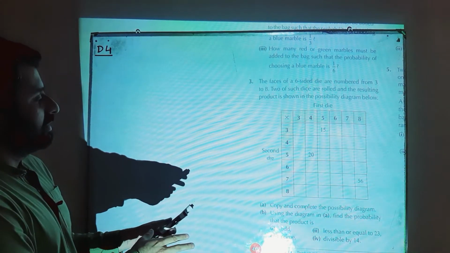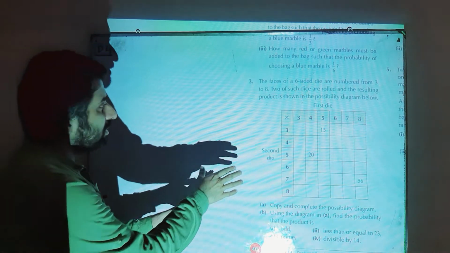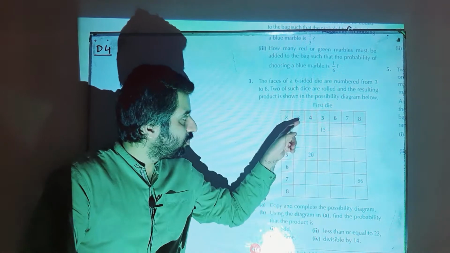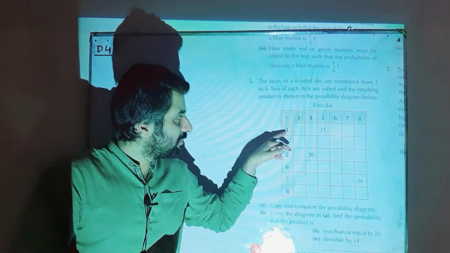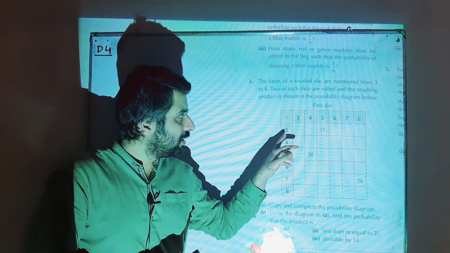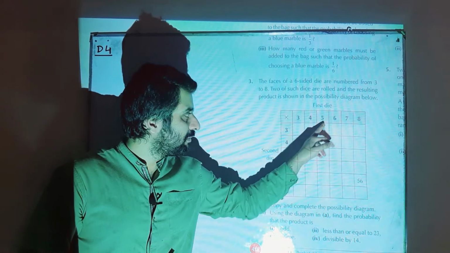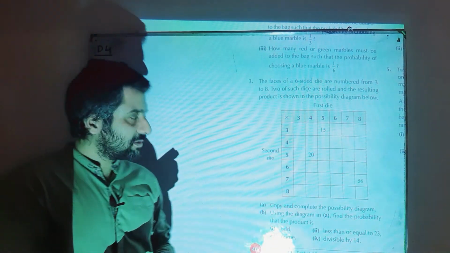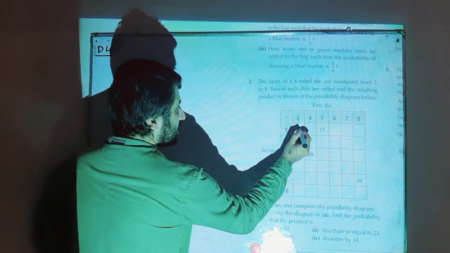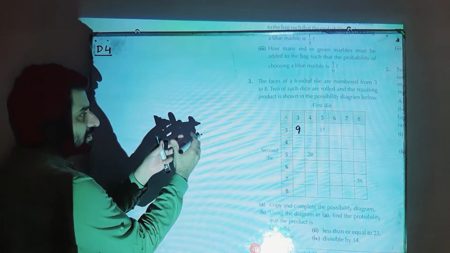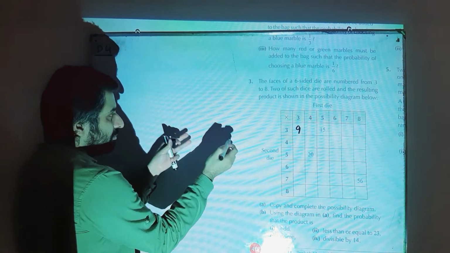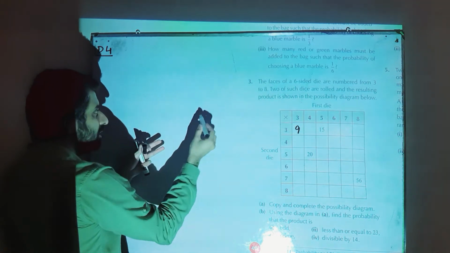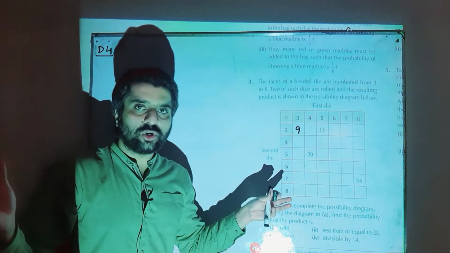First of all, this is a possibility diagram, and the results on the 2 dice are being multiplied, meaning the score on die number 1 is being multiplied with the score on the second die. How is this 15 obtained? 3 multiplied by 5 will give you 15. 5 multiplied by 4 gives you 20. So let's complete this diagram. 3 into 3, 9. If you multiply the scores at the top of the 2 dice, maybe one die has got 3 at the top, the other one has also got 3 at the top, so multiply the scores.